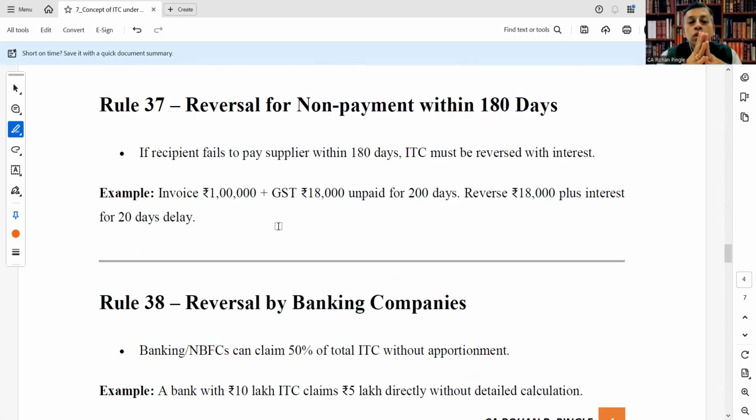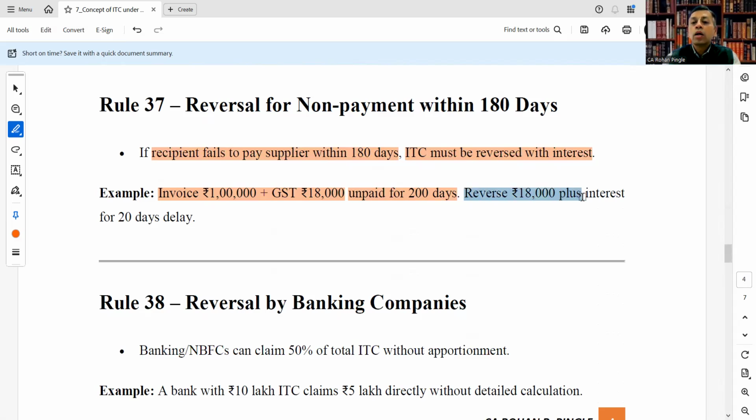Rule 37 talks about reversal for non-payment within 180 days. That is, if you have not paid the supplier within 180 days, then the ITC taken needs to be reversed. If the recipient fails to pay the supplier within 180 days, ITC must be reversed with interest. Example, invoice rupees 1 lakh plus GST 18,000 unpaid for 200 days, more than 180 days.